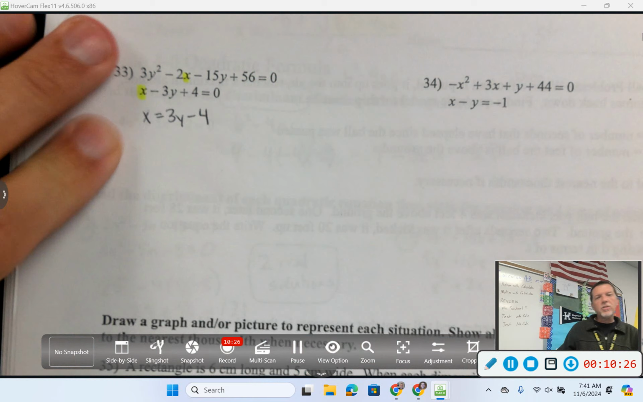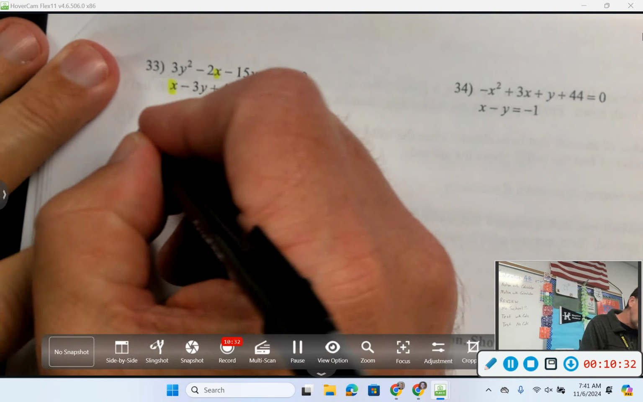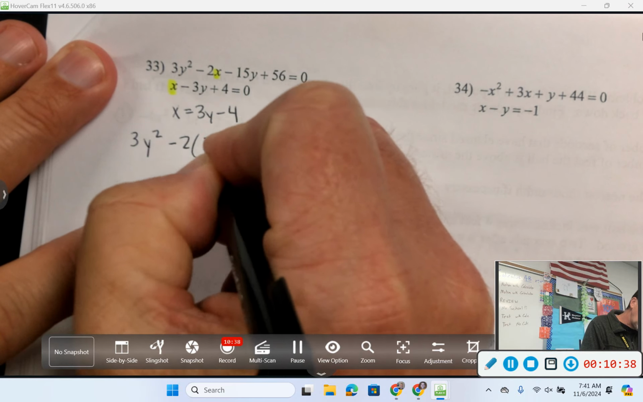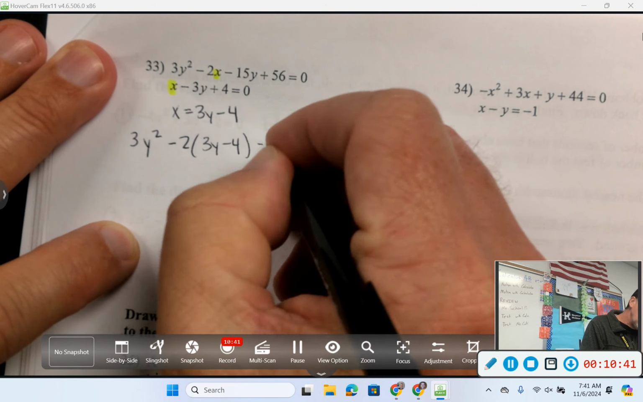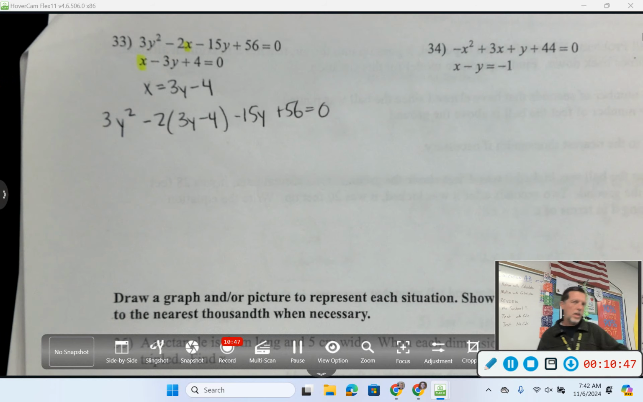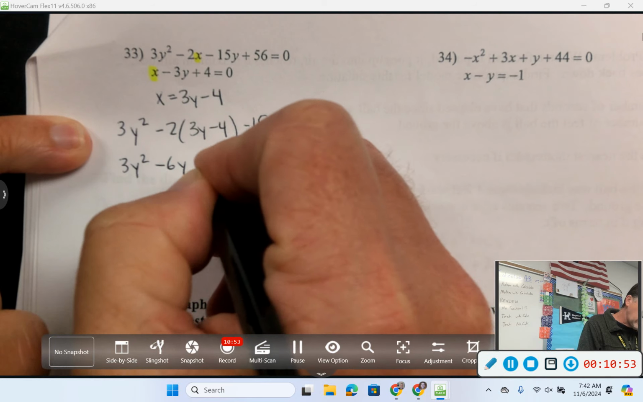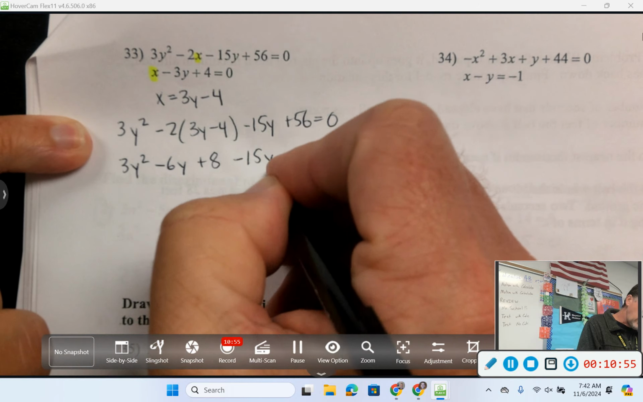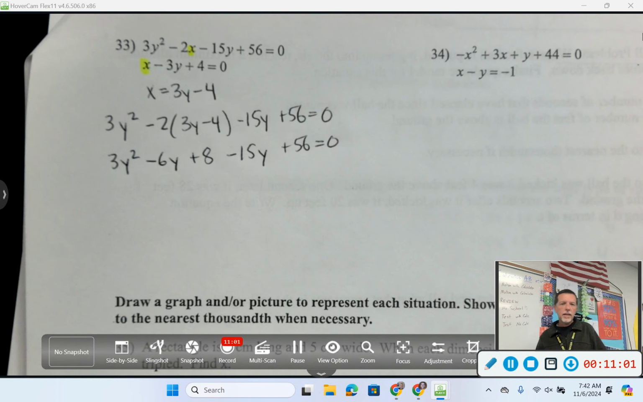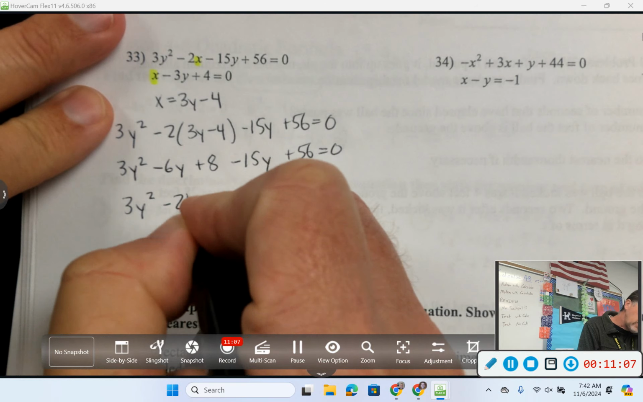I'm going to just stick with substitution, even though elimination might be better for this one. 3y squared minus 2 times 3y minus 4 minus 15y plus 56 equals 0. So 3y squared minus 6y plus 8 minus 15y plus 56 equals 0. All right, collect like terms. 3y squared minus 21y.